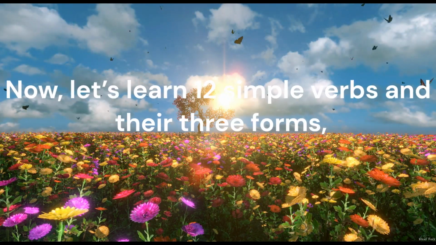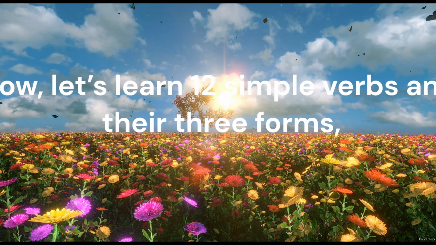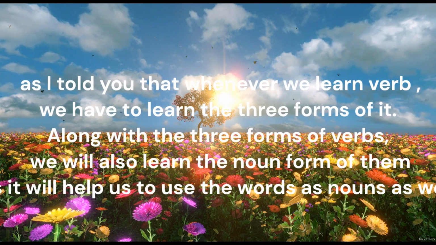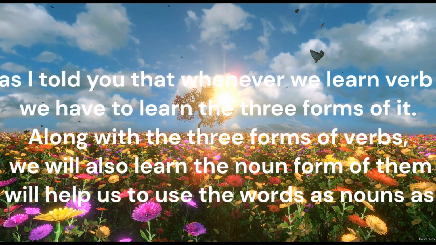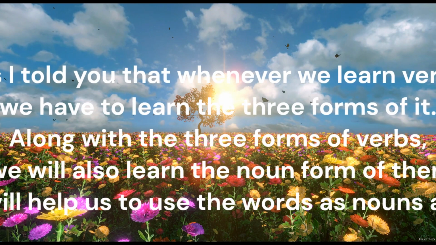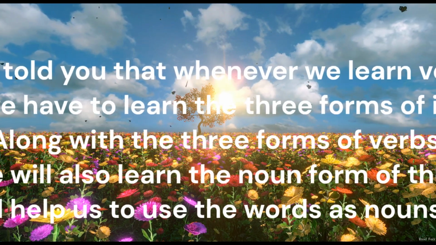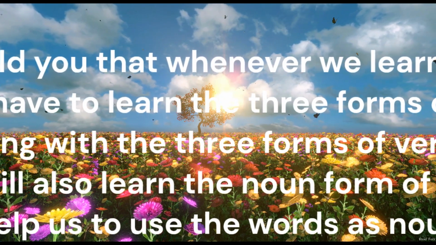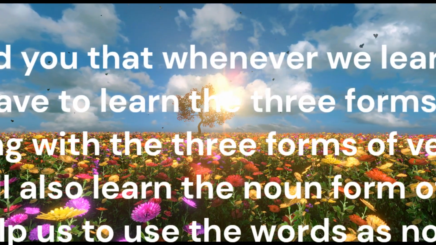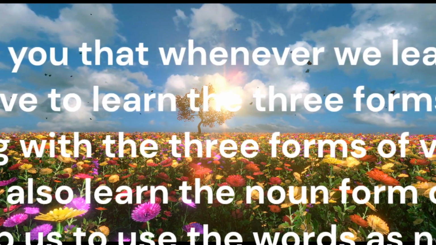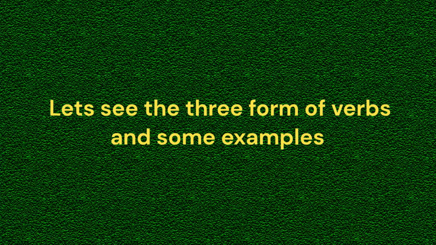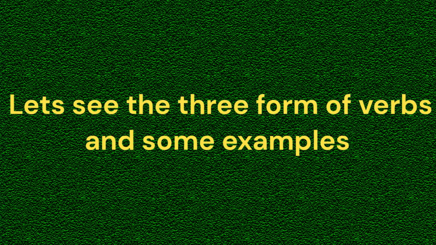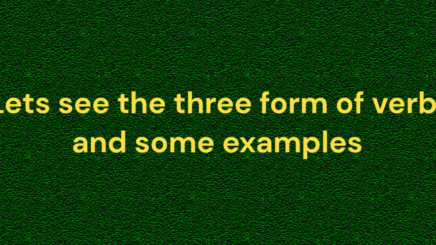Now let's learn 12 simple verbs and their 3 forms. As I told you, whenever we learn a verb, we have to learn the 3 forms of it. Along with the 3 forms of the verbs, we will also learn the noun form of them, as it will help us to use the words as nouns as well. Let's see the 3 forms and the noun form of the verb and then frame sentences in present continuous tense applying all the 4 rules.